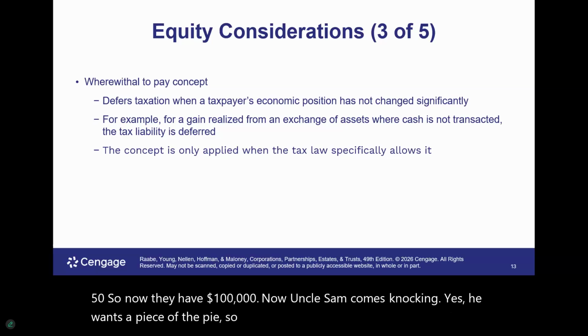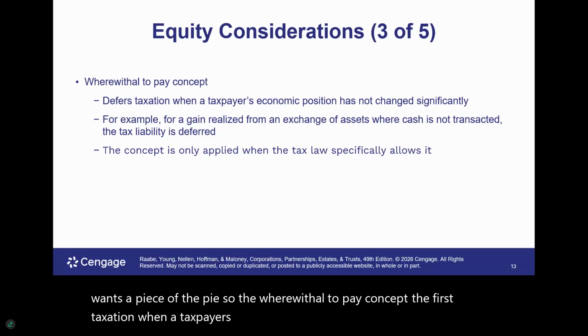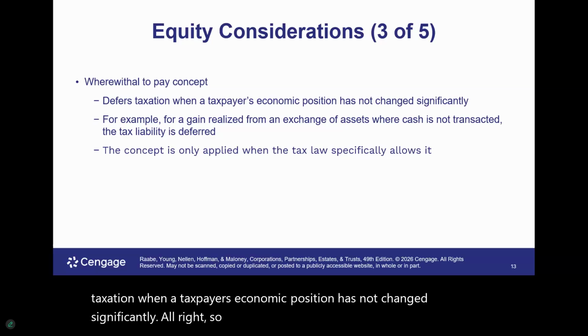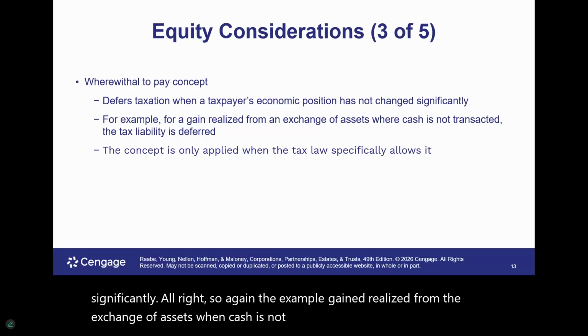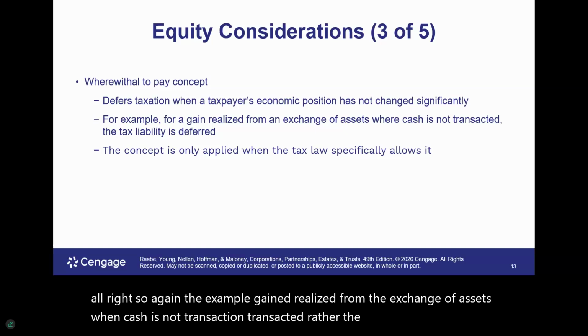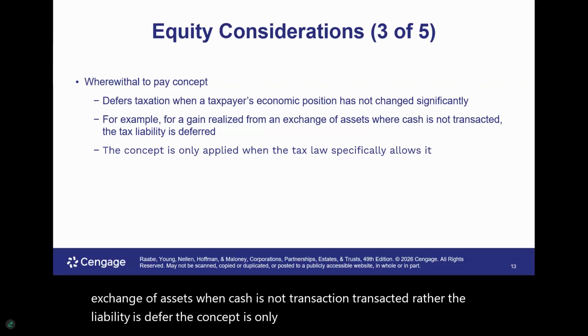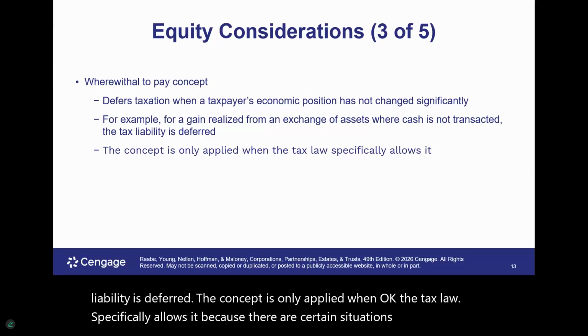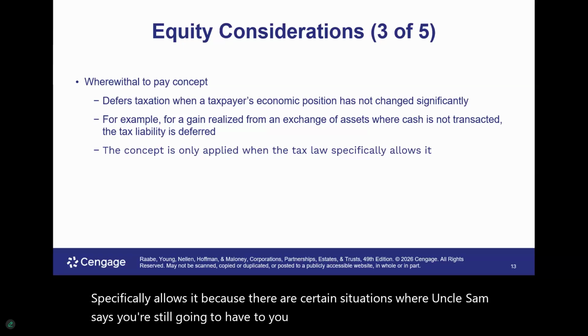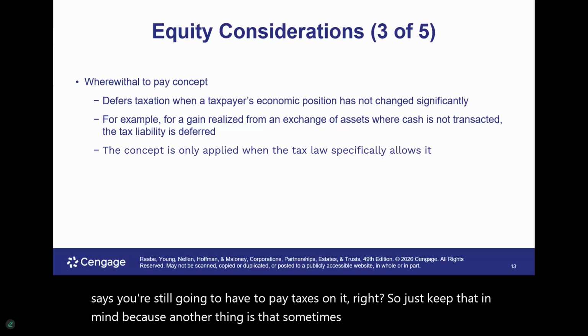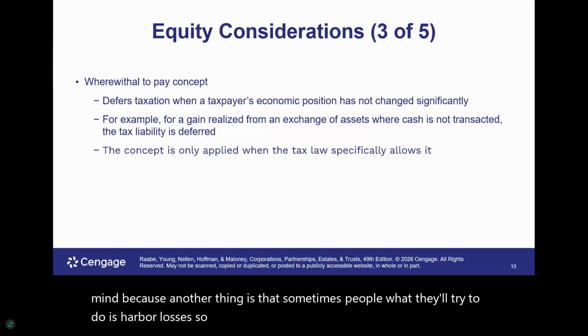So the wherewithal to pay concept postpones taxation when a taxpayer's economic position has not changed significantly. Again, the example: gain realized from the exchange of assets when cash is not transacted, rather, the liability is deferred. The concept is only applied when the tax law specifically allows it, because there are certain situations where Uncle Sam says you're still going to have to pay taxes on it, right? So just keep that in mind, because sometimes people will try to harbor losses. So this doesn't just apply to gains, this also applies to losses as well.